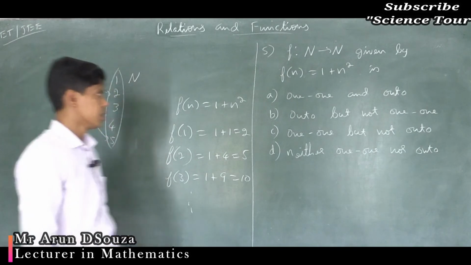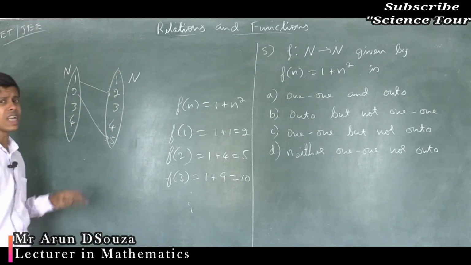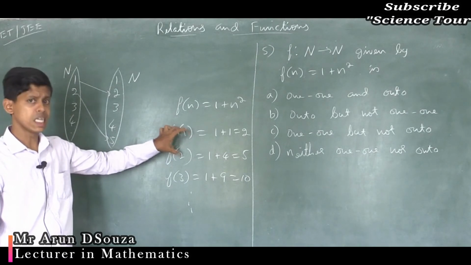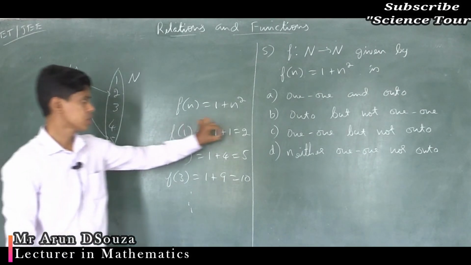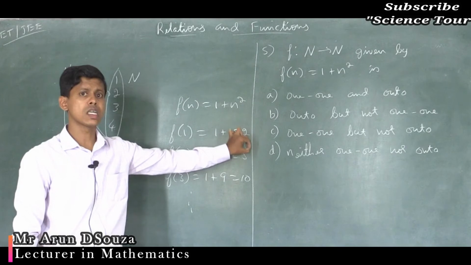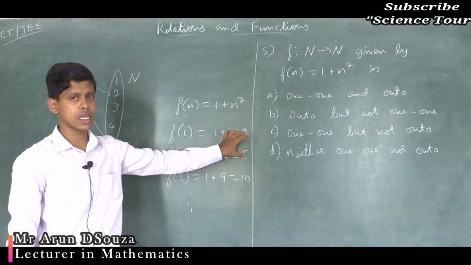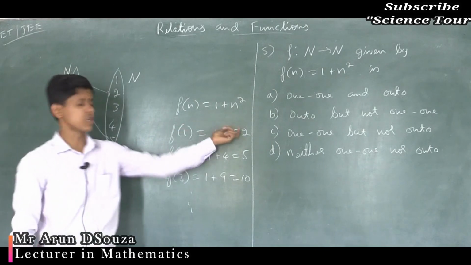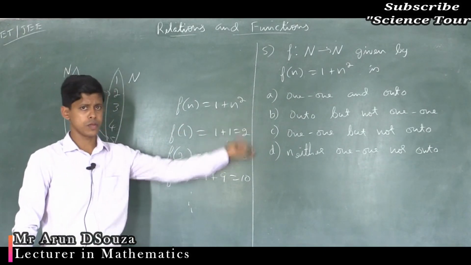Now is it 1 1? Is there any situation where for 2 different input values you are getting single output? So is there any situation like that? You don't have a situation like that, because every element will give you a unique output, correct?